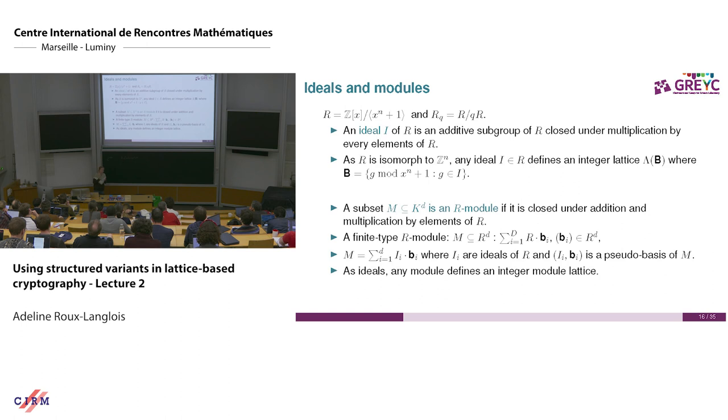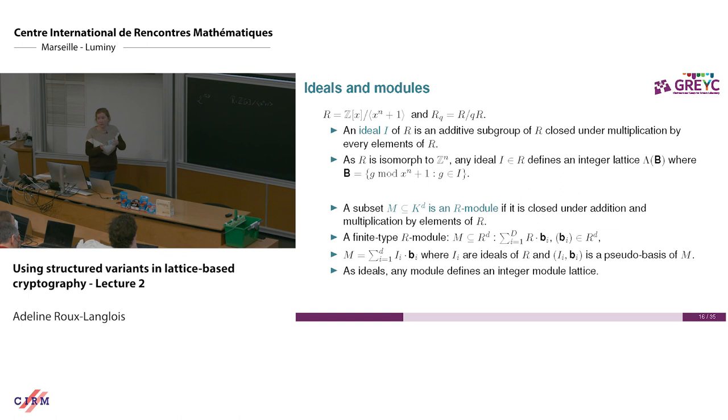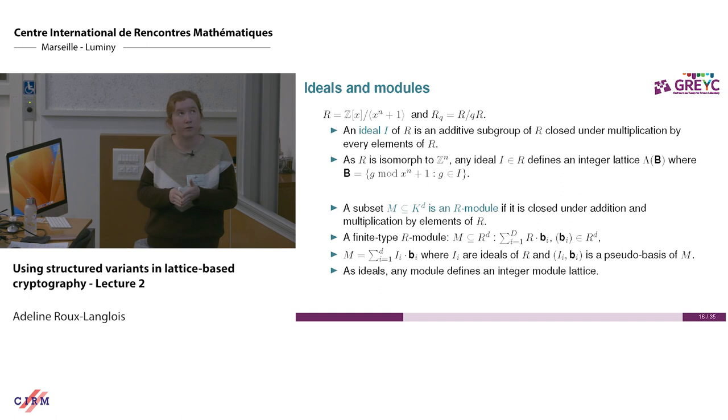The name comes from the definition of those two classes of lattices. The first one, ideal lattices, corresponds to an ideal of your ring, and the second one to a module of your ring. When you take an ideal of your ring, you have to consider an embedding from R to Z, and you apply this embedding to your ideal, and it will give you a lattice. So any ideal of the ring defines an integer lattice. And it's the same for modules. Any module of your ring defines a module lattice.